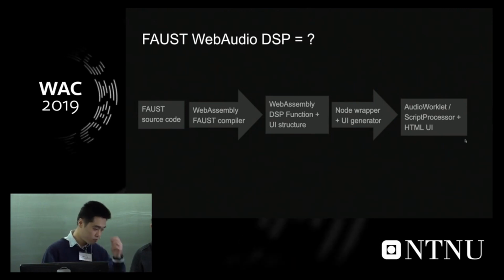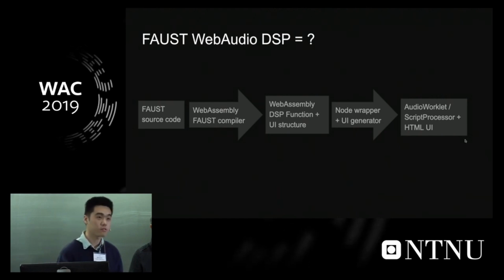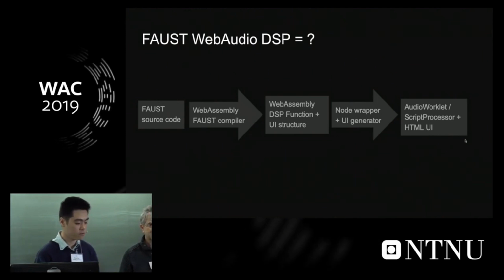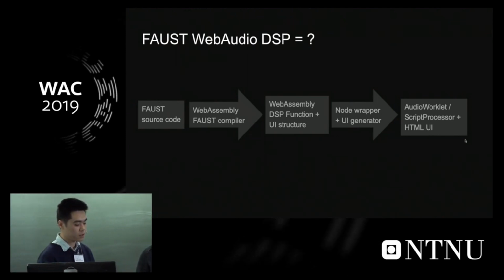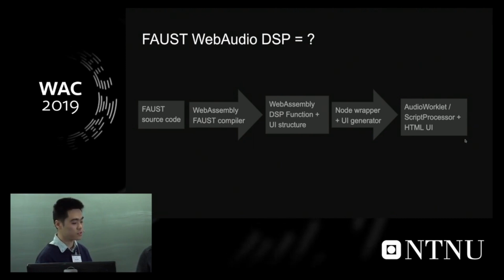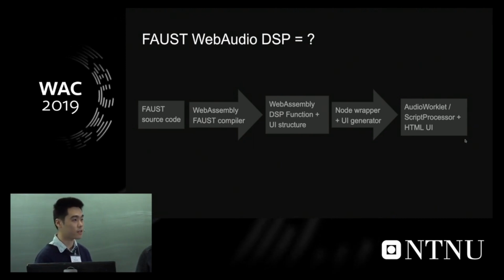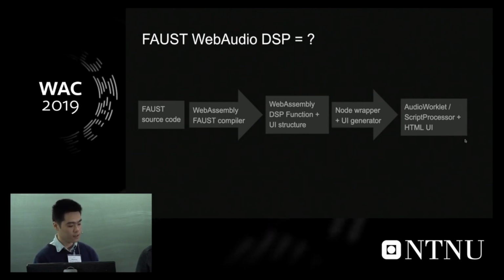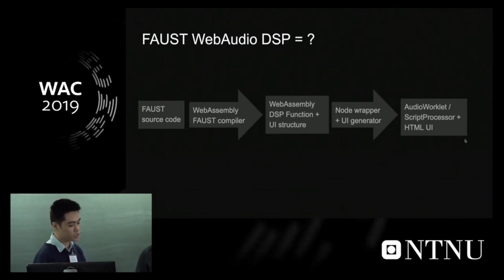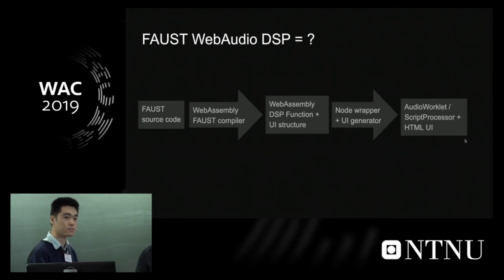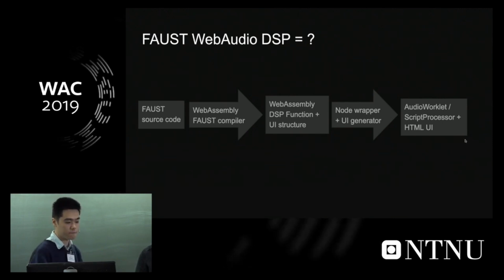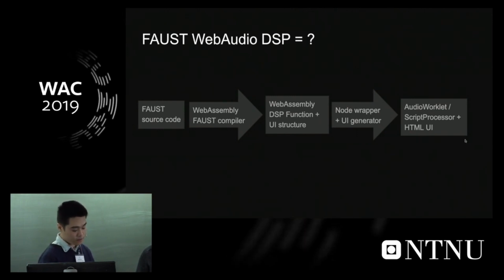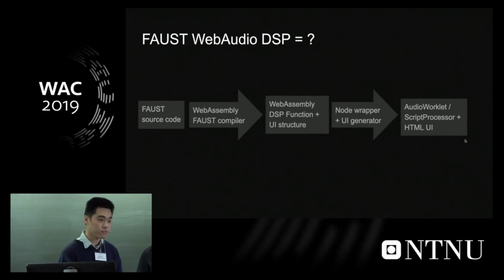So this is our workflow. If you have your Faust source code, you will have it compiled with our WebAssembly version of the Faust compiler. You will get the DSP function with its UI structure, as you can define a description of UI structure in the Faust code. Then with a node wrapper and the UI generator, you will get your audio worklet or script processor Faust node with its HTML UI. Since 2015, this is all done, and everything could be done just in web.